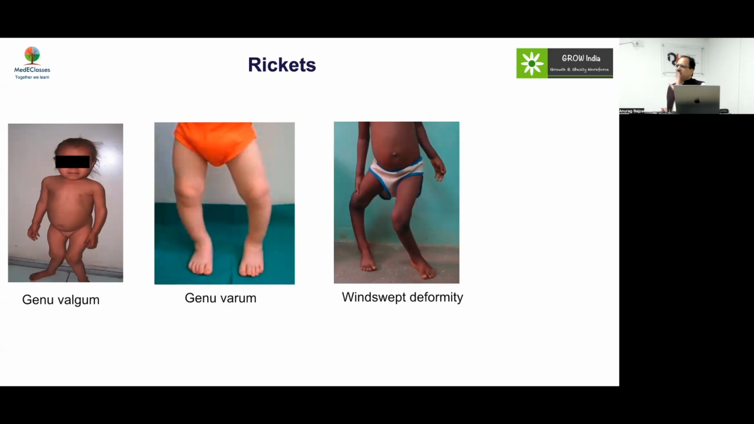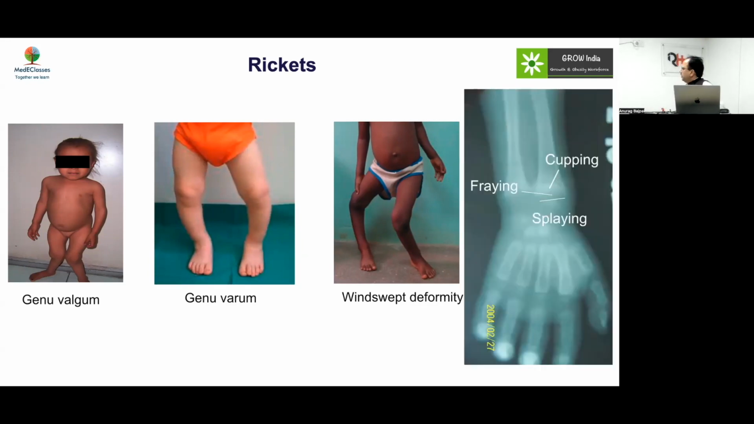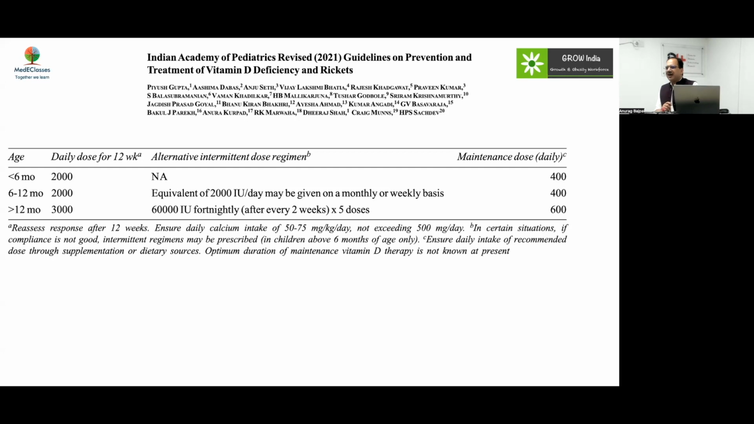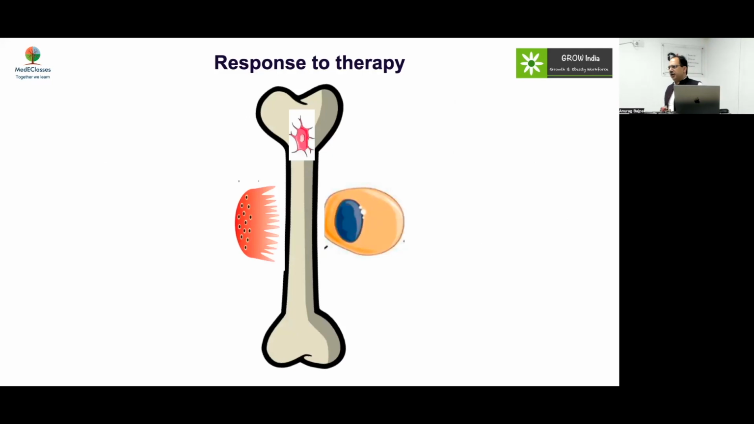But remember, at 1 to 2 years, you can have some form of bowing which may happen. And of course, we know about the cupping, fraying, and splaying. All those are characteristic. The next question is, is it refractory or not? The answer, of course, is that you should give a therapeutic trial of vitamin D and wait for that. So these are the guidelines by the Indian Academy of Pediatrics, which are similar to the consensus statement by the global team. They talk about 60,000 international units fortnightly for 5 doses beyond 12 months or 3,000 international units daily for 12 weeks. So you have to wait for 3 months to get the response, and then you will decide whether it's refractory or not in that regard.